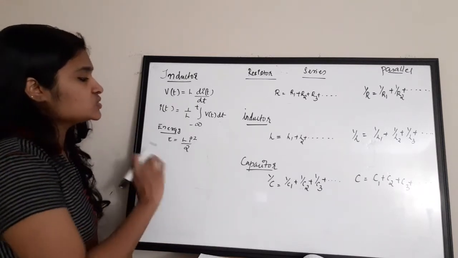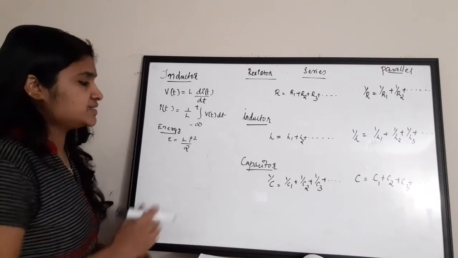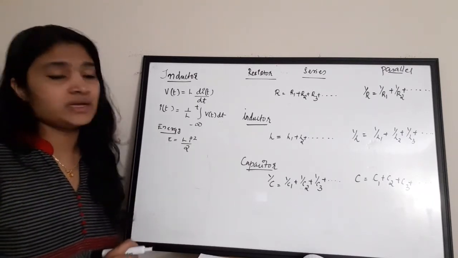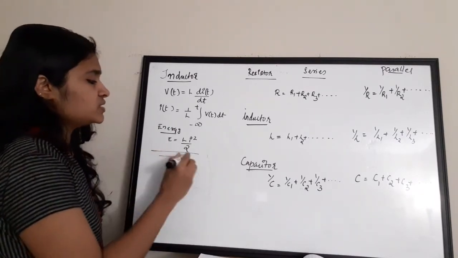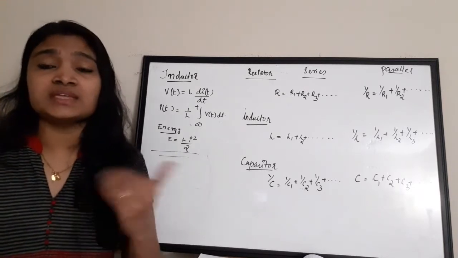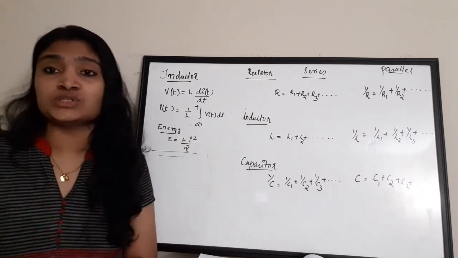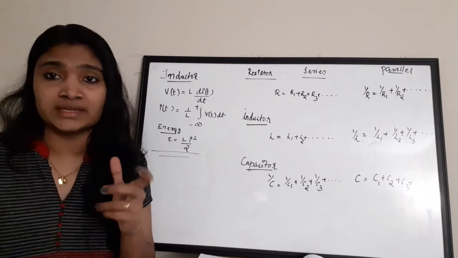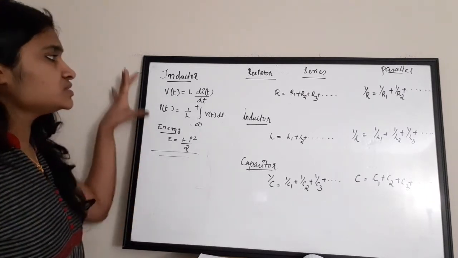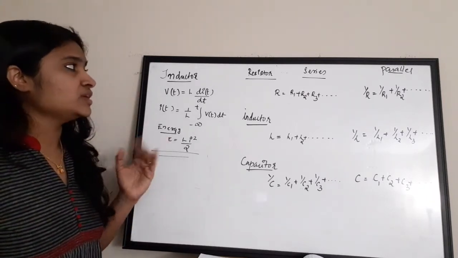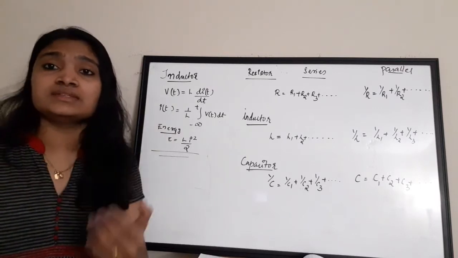And the energy stored in the inductor is given by E = L I² / 2. These are also important because, as I told you, sometimes the end question will be finding the energy of an inductor, or the energy stored in the inductor. So these are the important equations, and the unit of inductance is Henry.